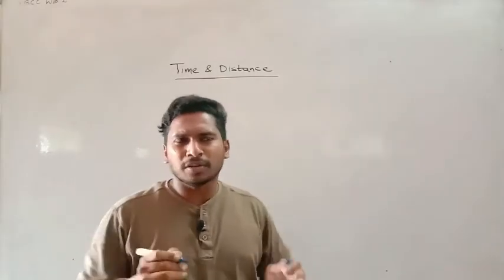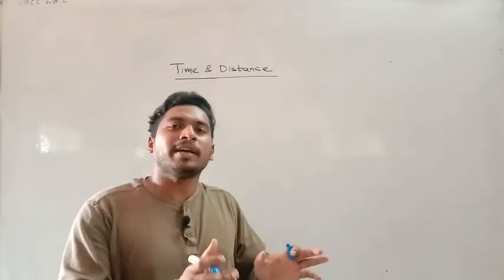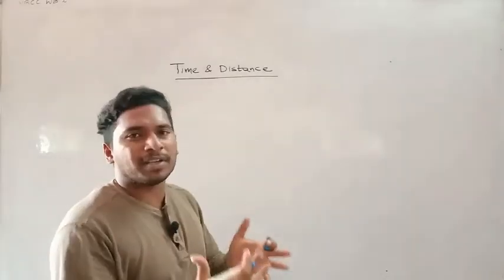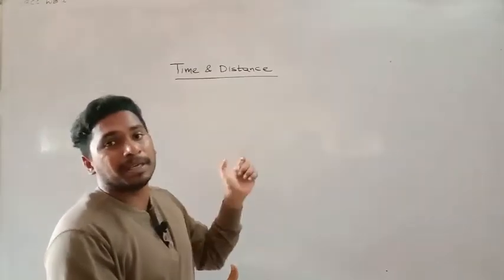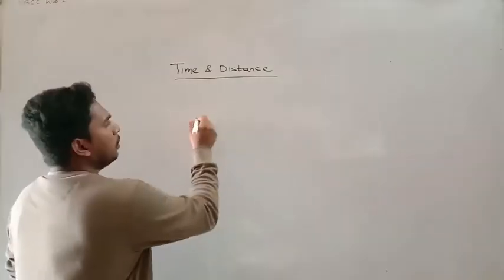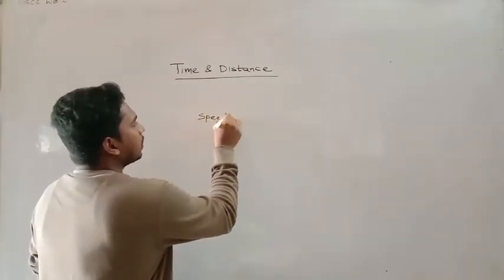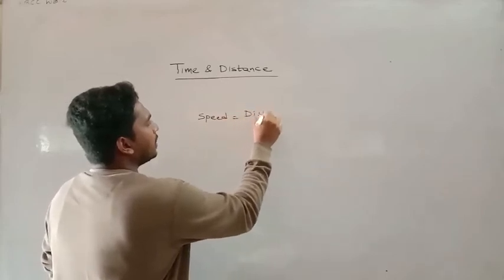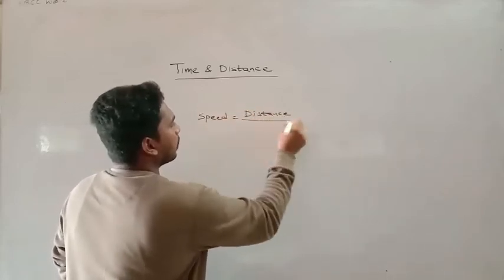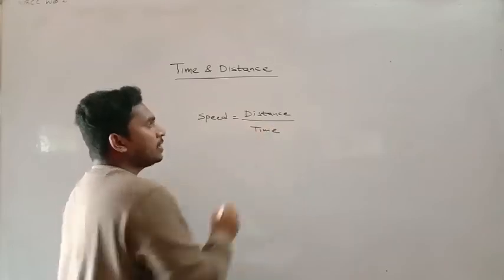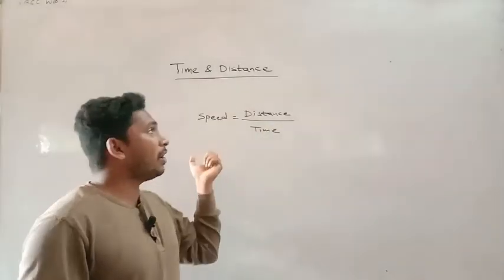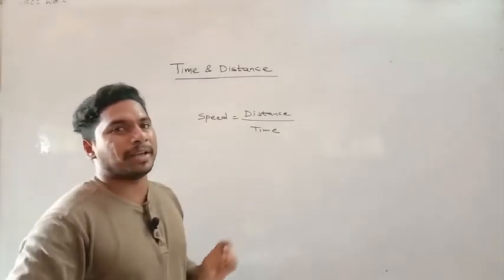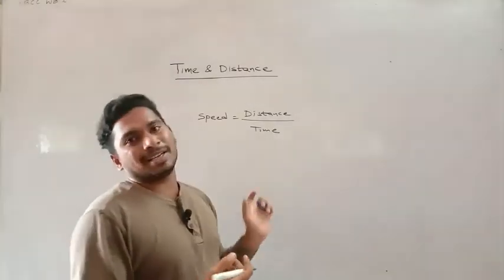Actually it is time, speed and distance. Let me first explain the basic relationship between time, speed and distance. Speed is equal to distance by time. In physics, velocity is equal to displacement by time, but here it is distance by time.